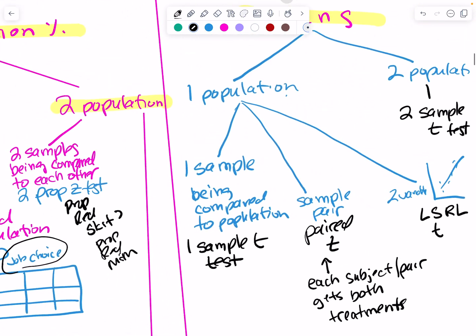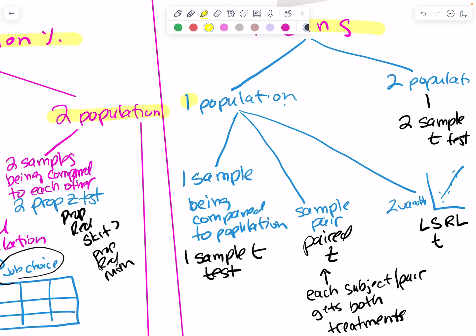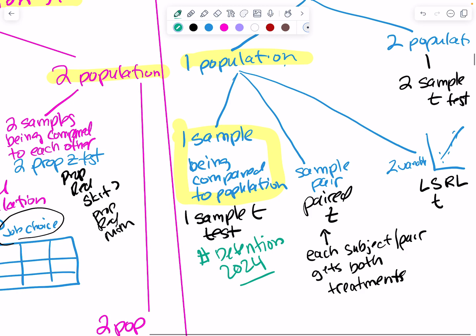Okay, let's check out means. For means, for one population, one sample being compared to the population, this would be maybe the number of detentions on average that we have in 2024, and we're comparing the 2024 detentions to the historic average. Okay.